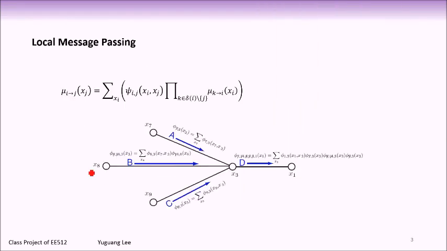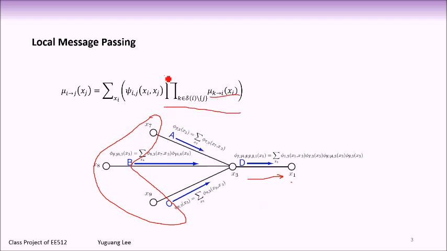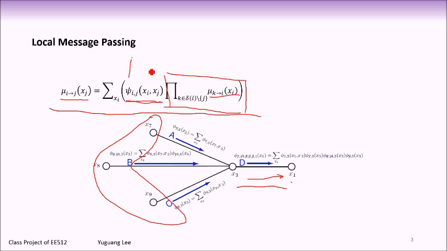Let's take a close look at this local message passing process. Let's say I want to pass a message from x3 to x1. So x3 needs to receive all the messages from its neighbors except for x1. All the messages are denoted by the nu here, and we calculate the product of these messages, and we multiply it by the potential of the edge. Then I use the equation to calculate the updated message from x3 to x1.